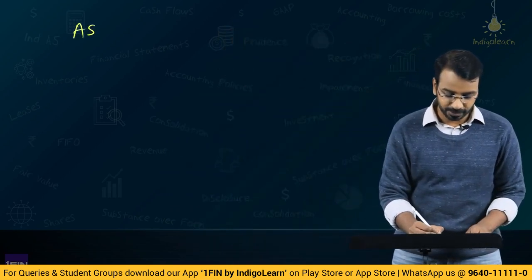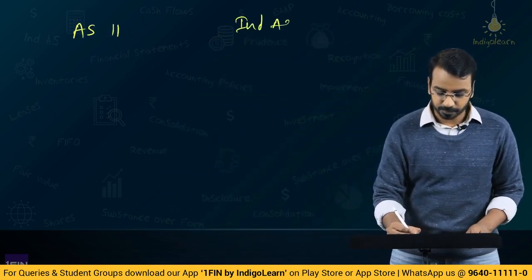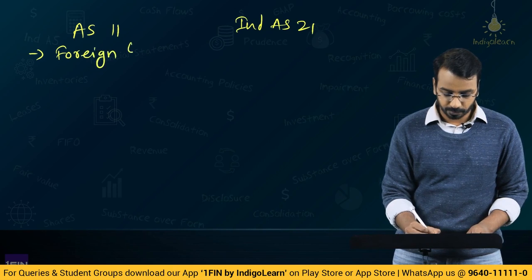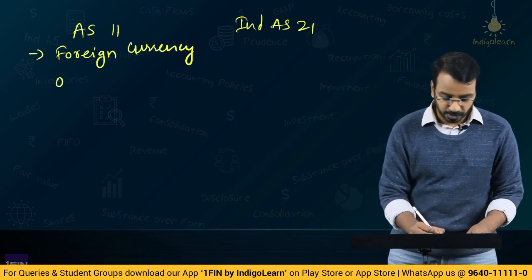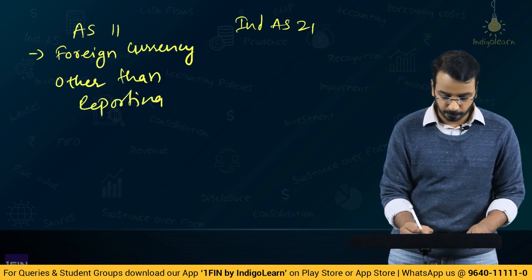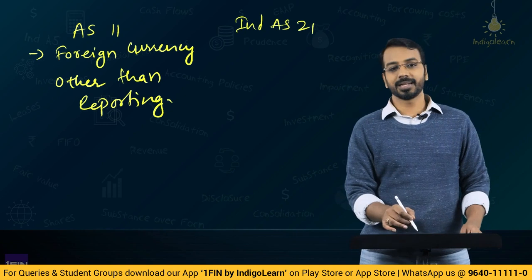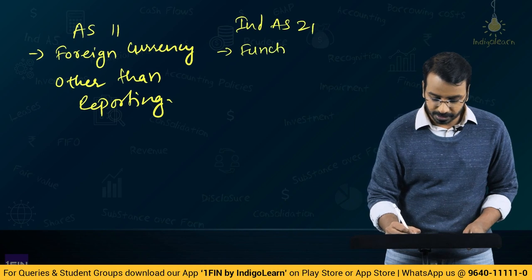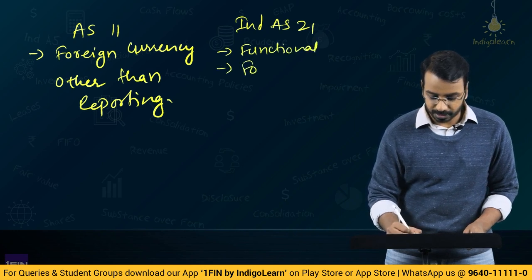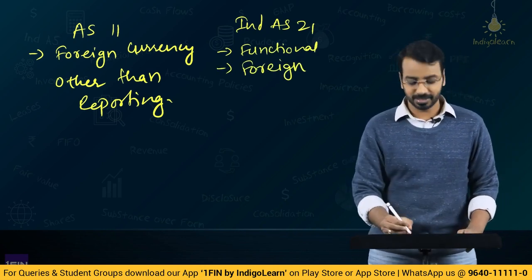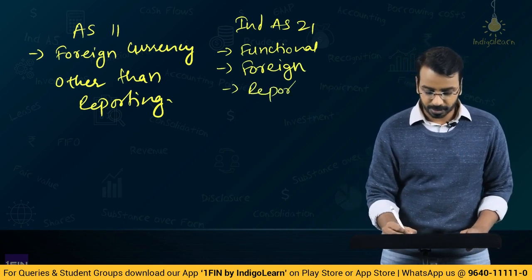So, if you look at AS 11 and Ind AS 21, AS 11 says foreign currency is a currency other than the reporting currency. Okay. Any currency other than the reporting currency is a foreign currency. Whereas under Ind AS 21, we have this concept called functional currency. Then we have a concept called foreign currency. Foreign currency is a currency other than the functional currency, and then we have the reporting currency.